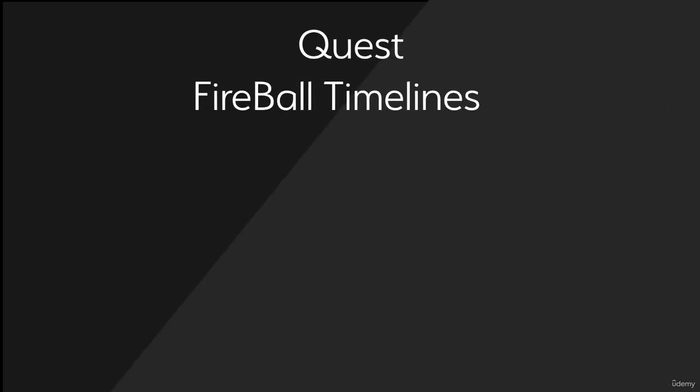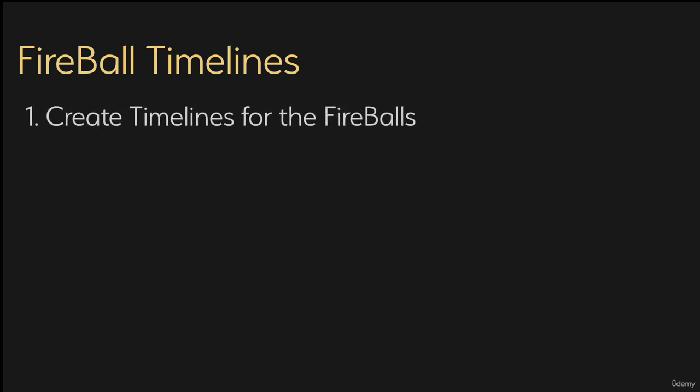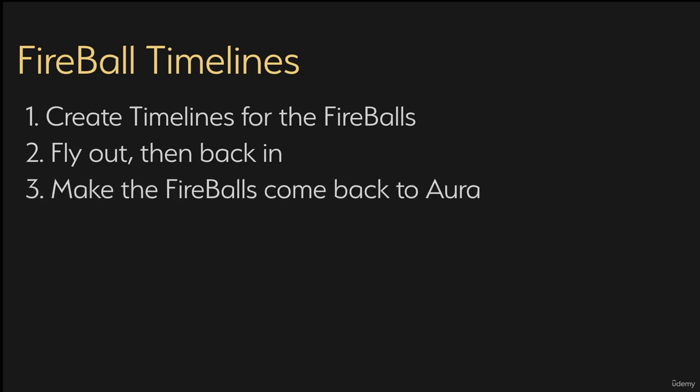All right, I got a fun one for you this time. I'd like you to make some timelines for our FireBall. So create some timelines, maybe one, maybe two, and I'd like you to make our fireballs fly out and then back in. So they're going to fly out for a certain distance, at which point they slow down and come back to Aura. And I'd like you to control their positions directly using values from the timeline.